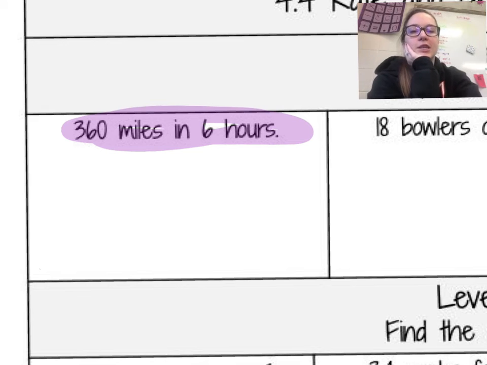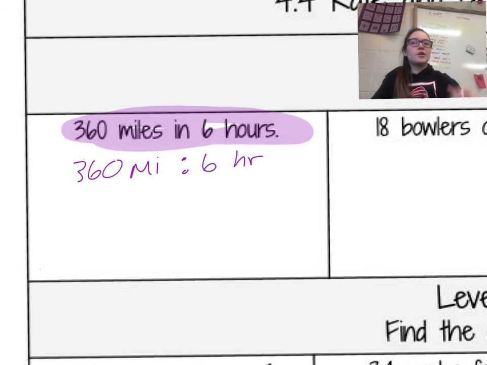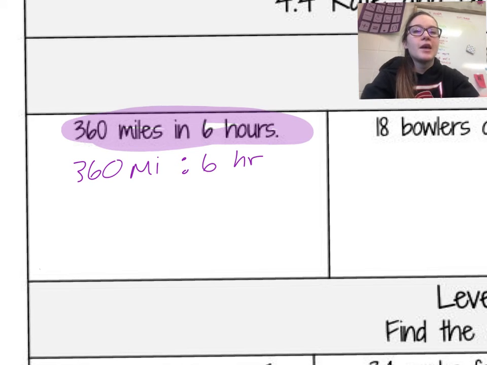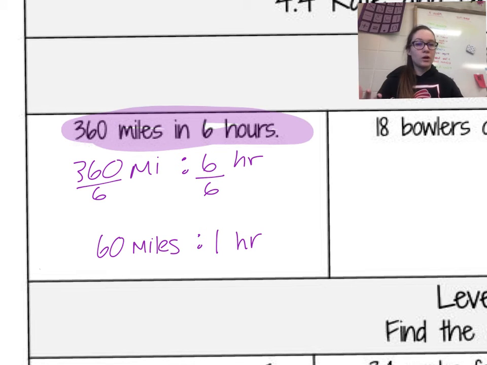So my rate here is 360 miles in 6 hours, okay? To find my unit rate, I'm going to take my A units divided by my B units, so divided by 6, okay? 360 divided by 6 is 60, okay? 6 divided by 6 is 1, so we want 60 miles in 1 hour, 60 miles per hour, okay?